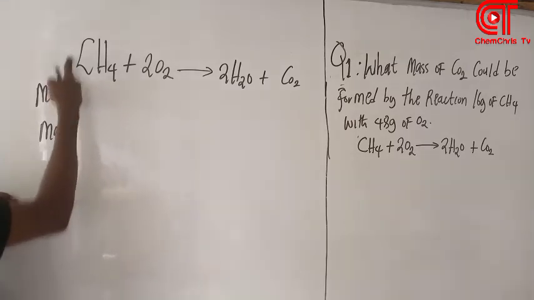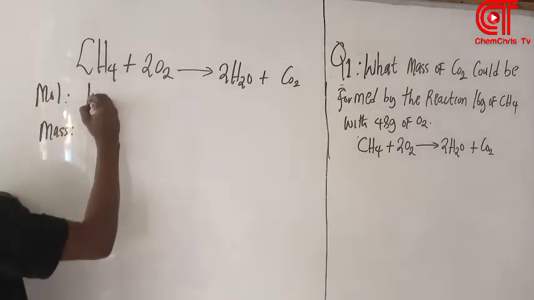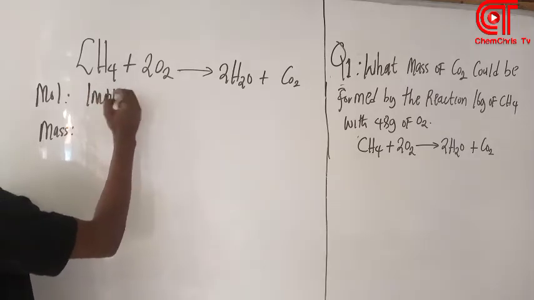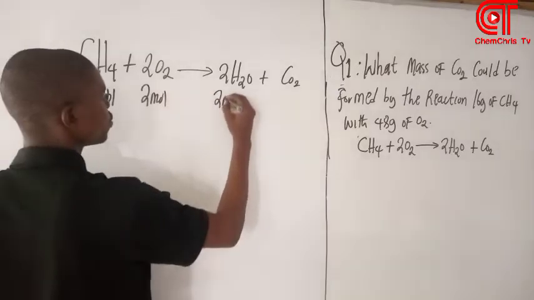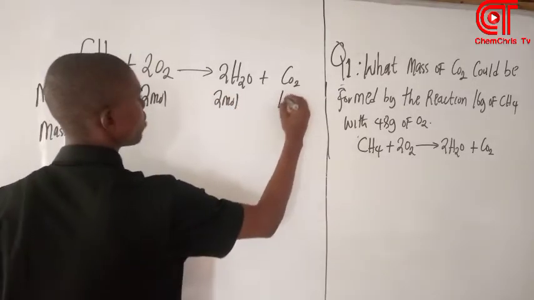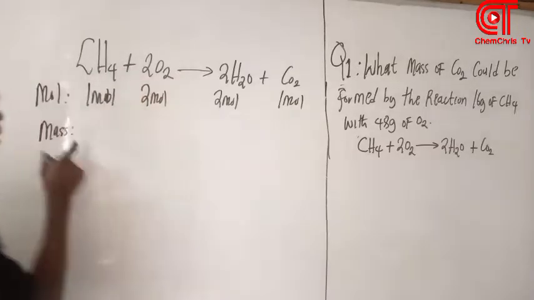The mole is very easy. How many moles do you have here? Here we have 1 mole. Here we have 1 mole. Here we have 2 moles. Here we have 2 moles. Here we have 1 mole. So how do you get the mass?